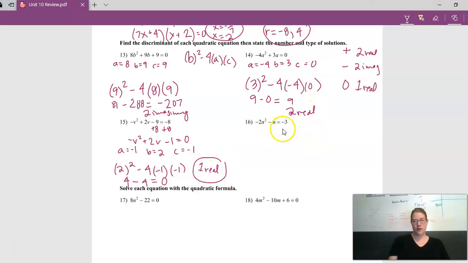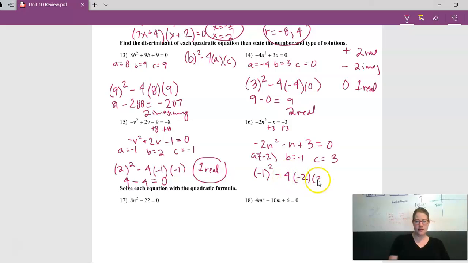Number 16, not in standard form, so I'm going to add 3 to both sides to get it there. So -2n squared minus n plus 3 equals 0. A is -2. Whoops, I meant to put equals there. B equals -1 and C is 3. So B squared would be -1 squared minus 4 times A times C. So -1 times -1 is +1. -4 times -2 is 8, and 8 times 3 is 24. So my discriminant here is 25, and that's a positive number, so there will be 2 real solutions.